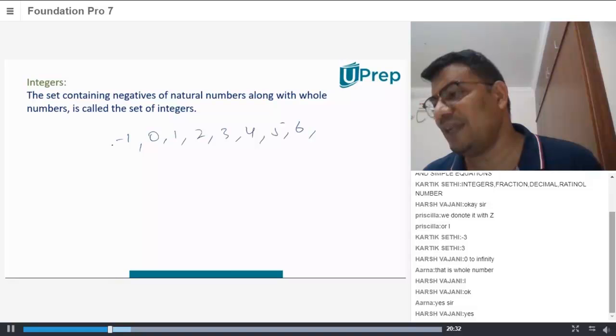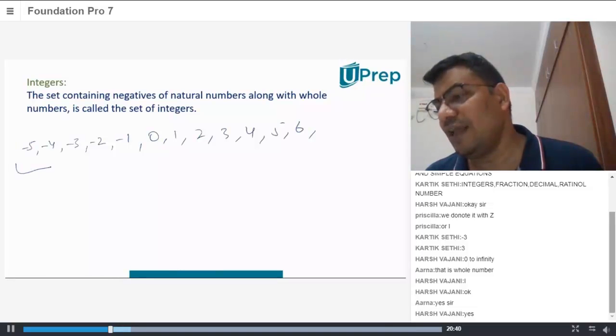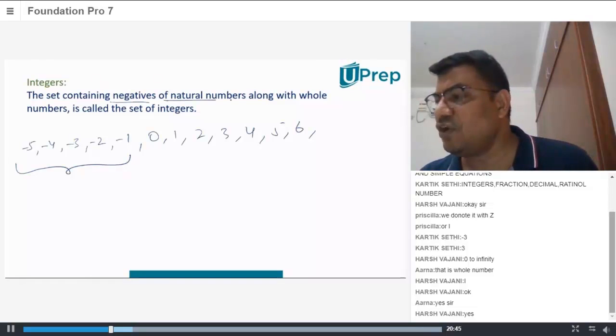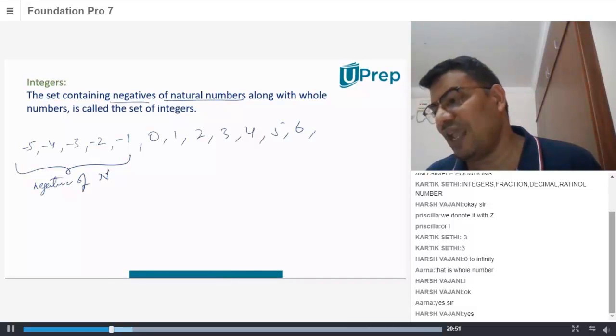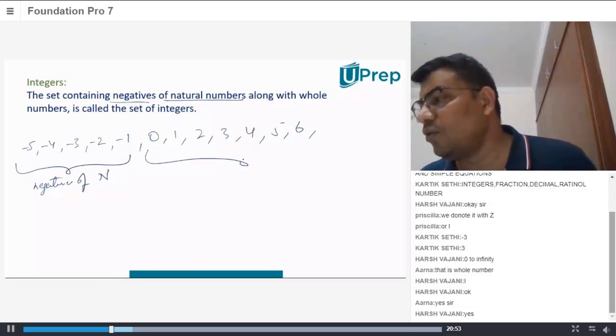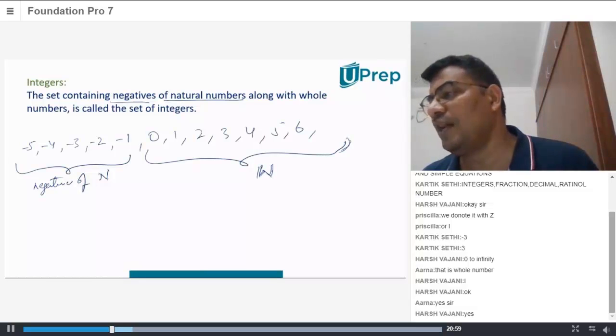What is the negative of 1? -1. We have -2, -3, -4, and so on. So these are all negatives of natural numbers. And all these are whole numbers, starting from 0 to infinity.